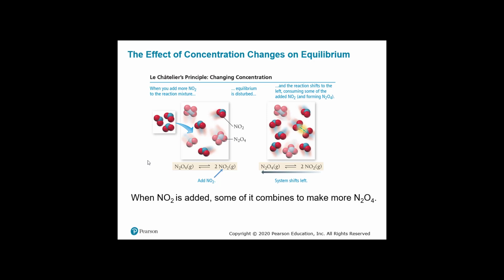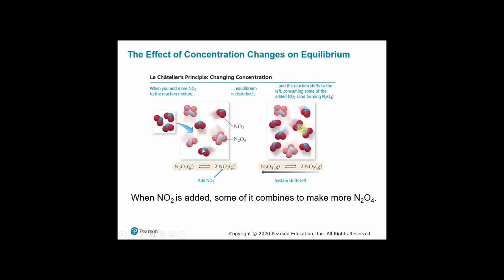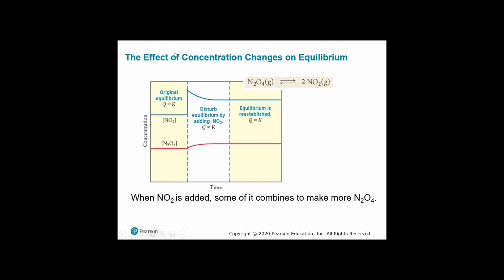So the amounts are going to be different once you can see the changes in the concentrations, but the equilibrium will still be constant. Because a stressor was applied on this side, it's going to react by producing more on this side. So you see the system shifts to the left. All right, so the next one is a perfect example of what I'm talking about. When more NO2 is added, it's going to combine to make more of the reactant.